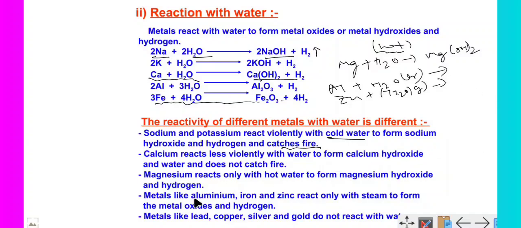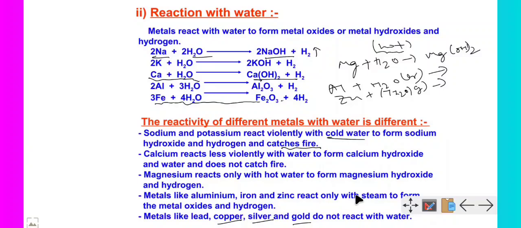Metals like lead, copper, silver and gold do not react with water. That is the reason why gold, silver and copper do not corrode. In the last slide, I discussed that copper, silver and gold do not react even with oxygen or with water. That is the reason why corrosion does not take place.